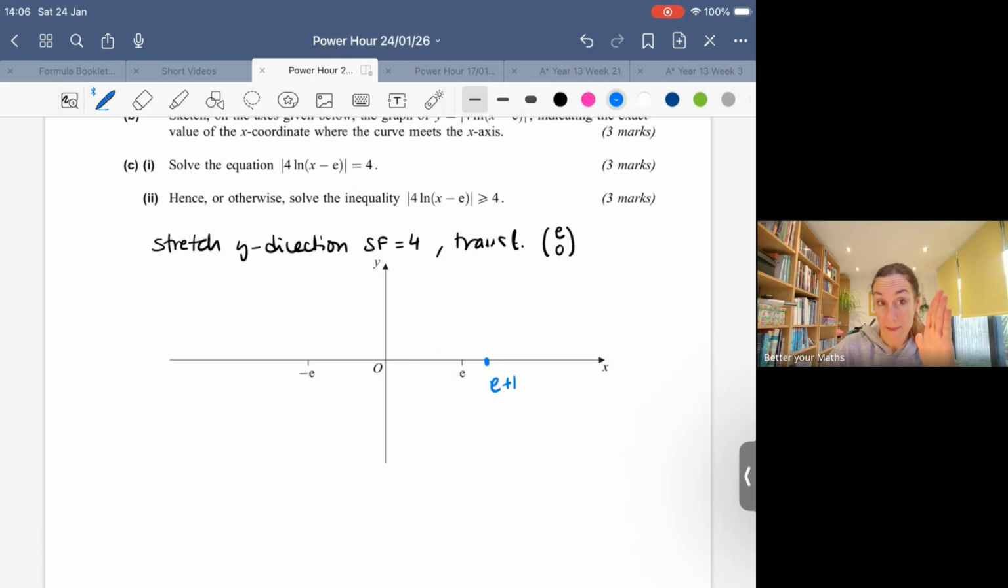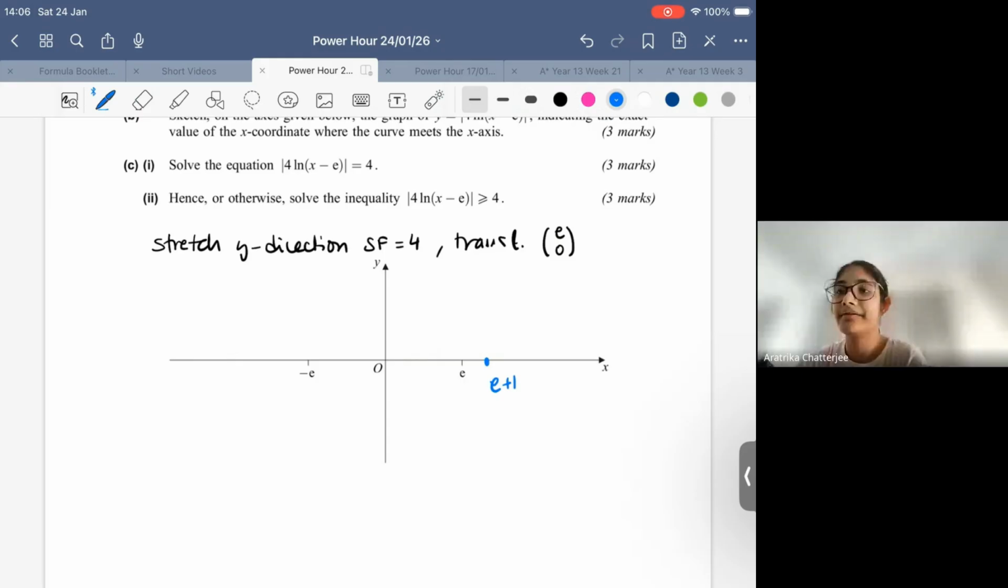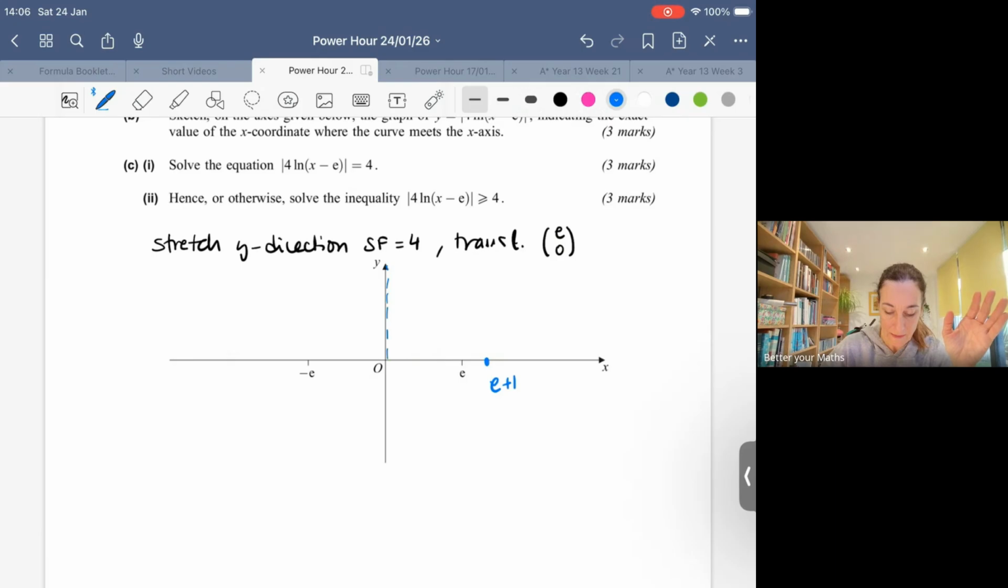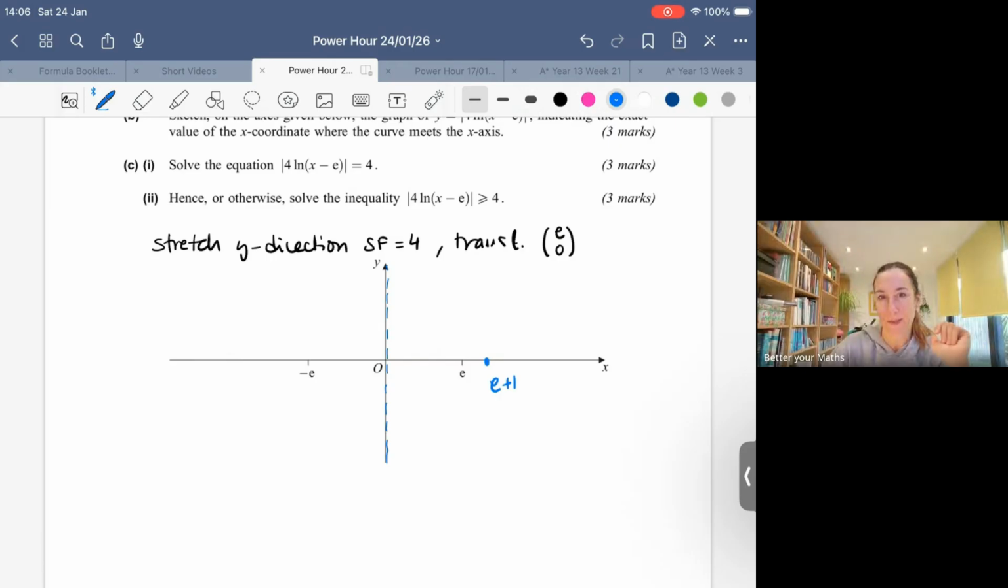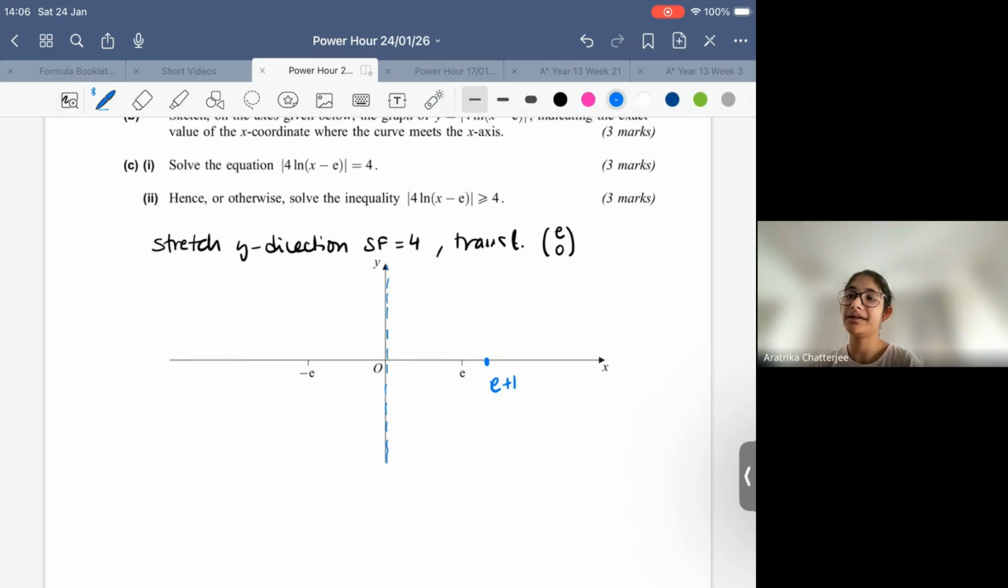So before I had a vertical asymptote on the y-axis, now I have moved it e to the right. Where is my asymptote? Where do you think my asymptote is now? The vertical asymptote before was on the y-axis. If the graph moves e to the right, where is my asymptote now? Is it going to be at e?